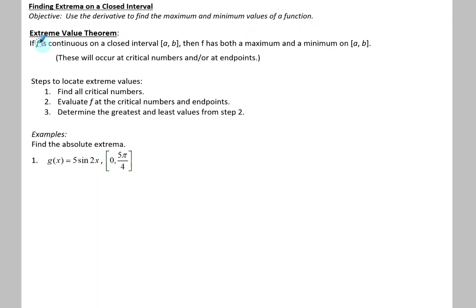This says if f is continuous on a closed interval, a to b, then f has both a maximum and a minimum on that closed interval. Now, let's take a moment to talk about why this is true.